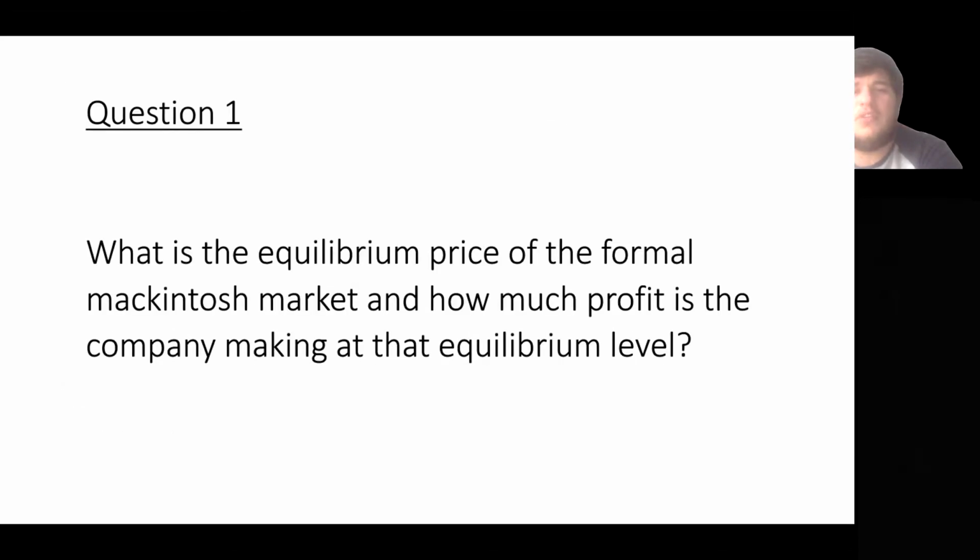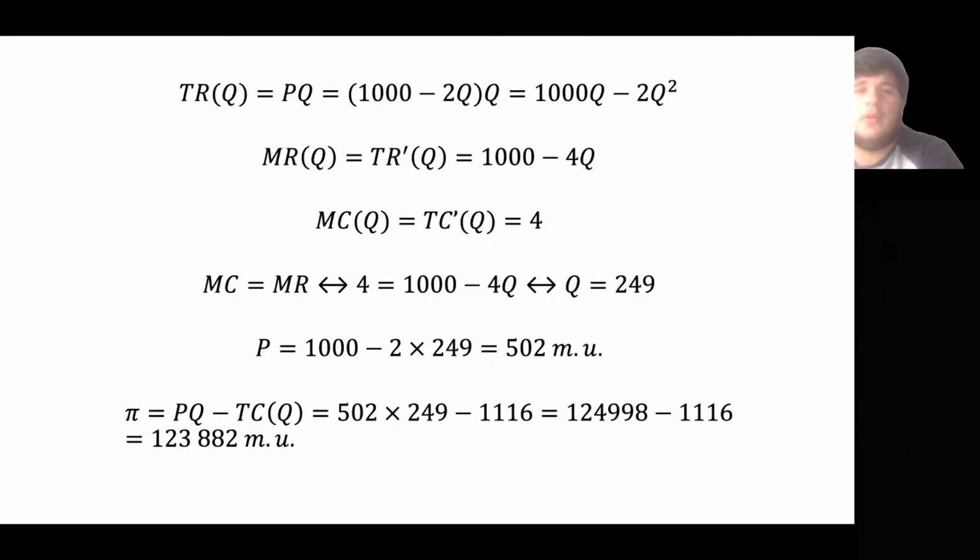First question: what is the equilibrium price of the formal Macintosh market, and how much profit is the company making at the equilibrium level, considering that the firm is a monopoly? First of all, we have to find total revenue, which is easily found by multiplying P times Q, giving 1000Q - 2Q². We know that marginal revenue is just the first derivative of total revenue, which gives 1000 - 4Q.